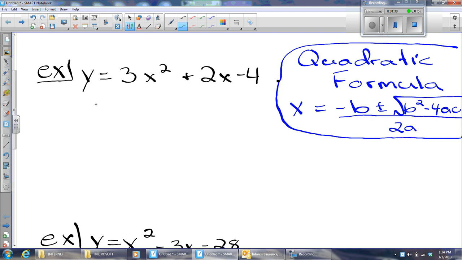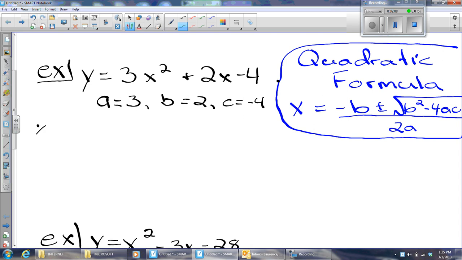So if we have an equation here, it would be harder to factor this one. So instead, we're going to use this quadratic formula. First we're going to find our a, b, and c, and you guys are doing a really good job of this in class. So our a is 3, our b is 2, and our c is negative 4. Okay, and we're just going to plug these numbers into the quadratic formula.